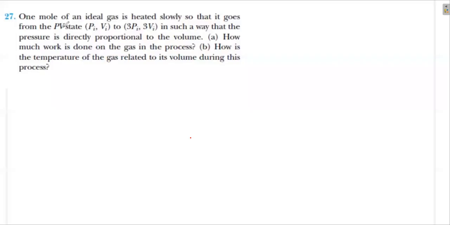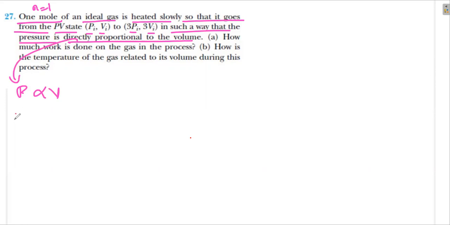Okay, so the next doubt. 1 mole of ideal gas is heated slowly so that it goes from the PV state. This is P1, V1, P2, V2. In such a way that the pressure is directly proportional to volume. So pressure is directly proportional to volume, so I can write P equal to some K, K is some constant. How much work is done on the gas in the process?